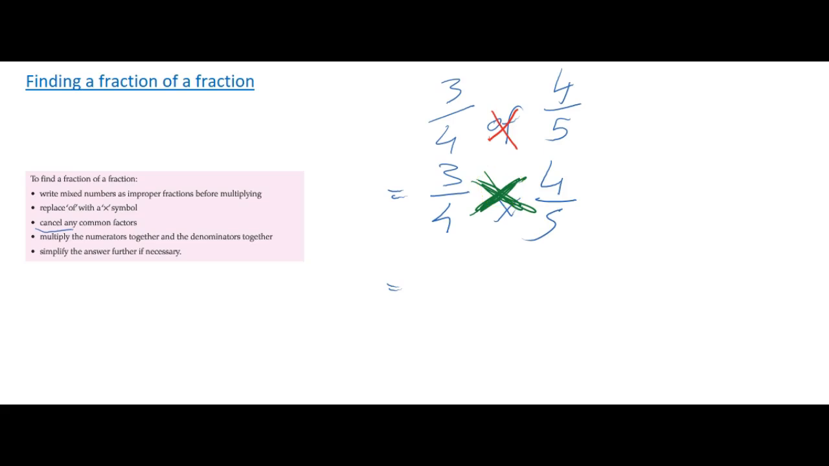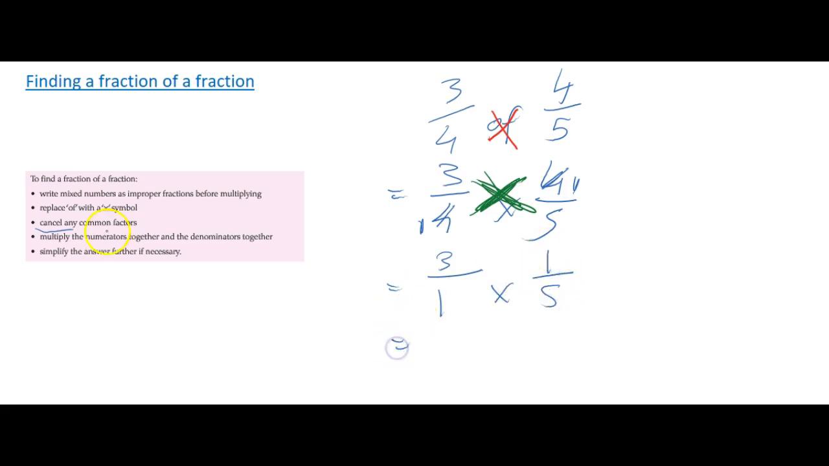We're going to find a common factor. Now 3 and 5 have no common factor between them, they're too small, but I know that 4 and 4 have a common factor of 4. So how many times does 4 go into 4? Obviously once. How many times does 4 go into 4? Obviously once. So now I have a new set of fractions, which is 3/1 multiplied by 1/5.